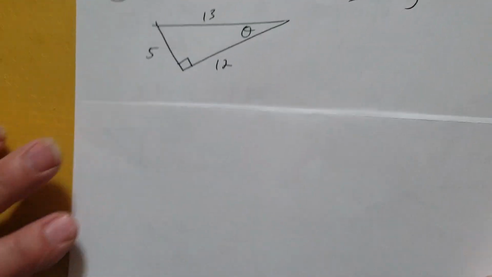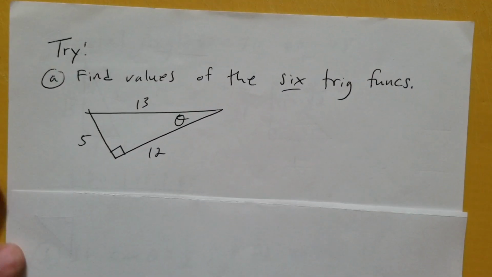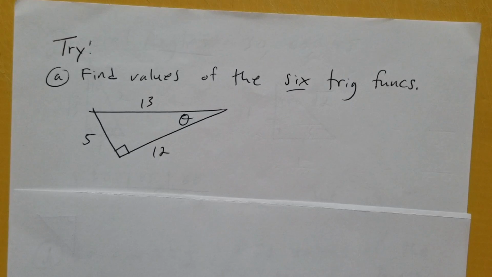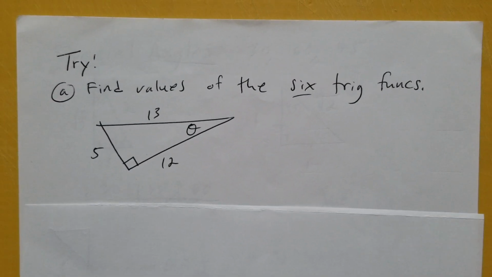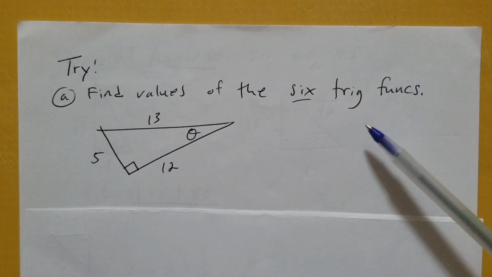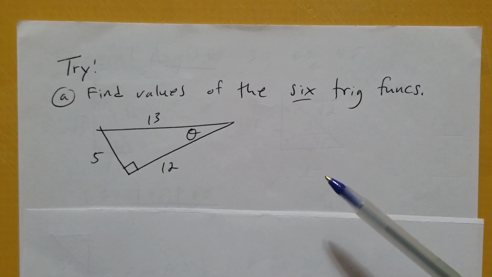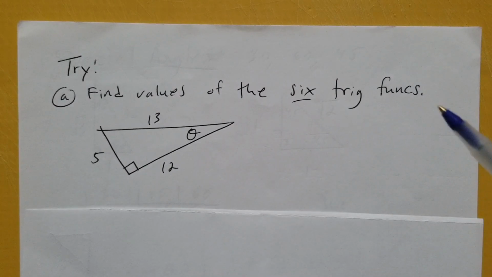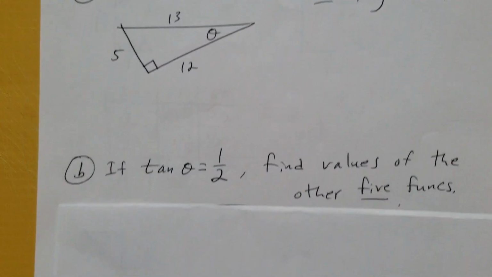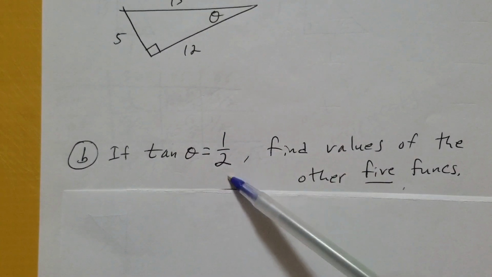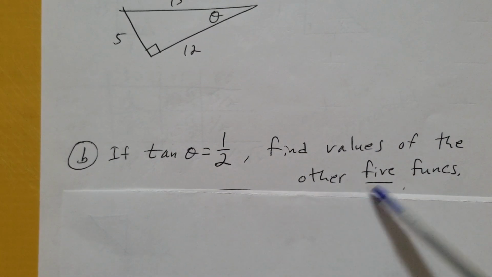So this is like the first example. I give you all 3 sides and just give me all 6 trig functions, right? Sine, cosine, tangent, secant, cosecant, and cotangent, right? You have the numbers. The second one, I'm giving you the tangent. It's 1 over 2. Find the value of the other 5 functions.